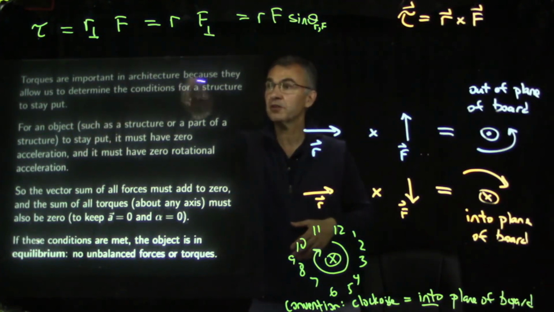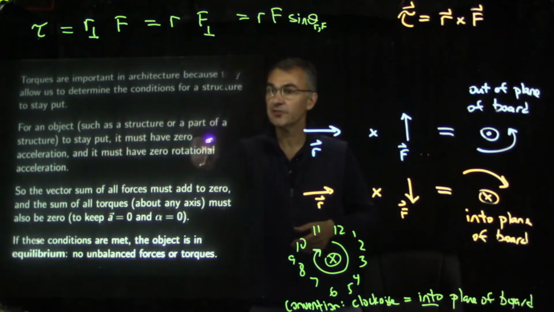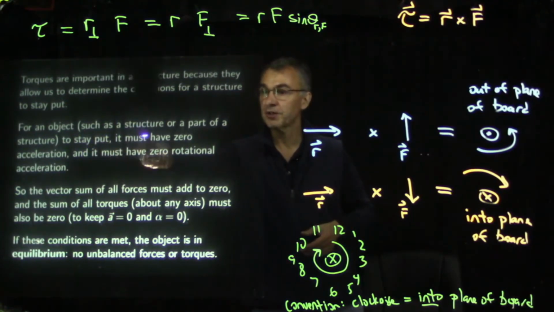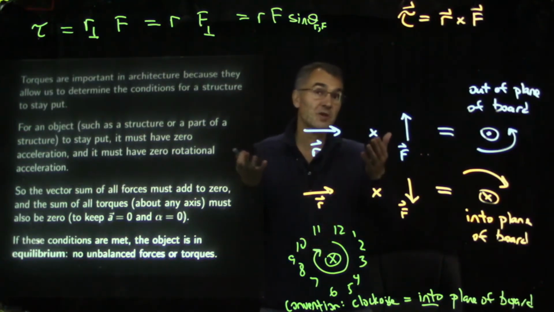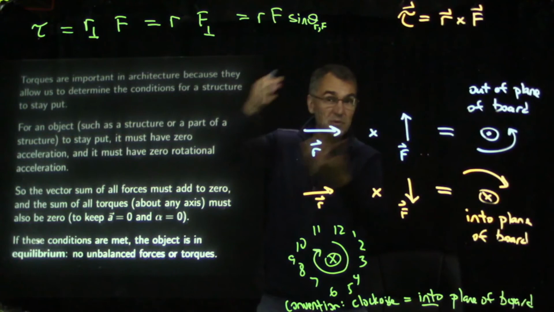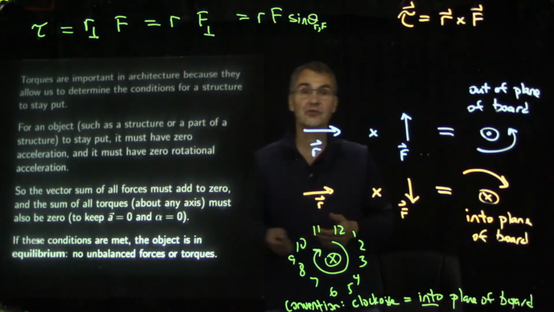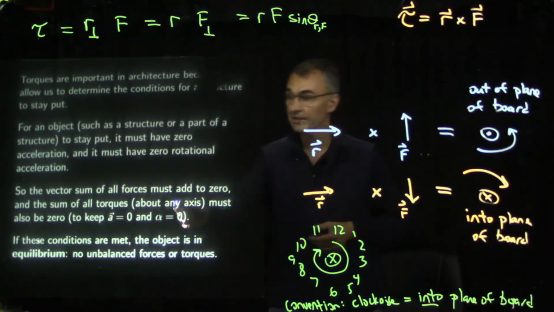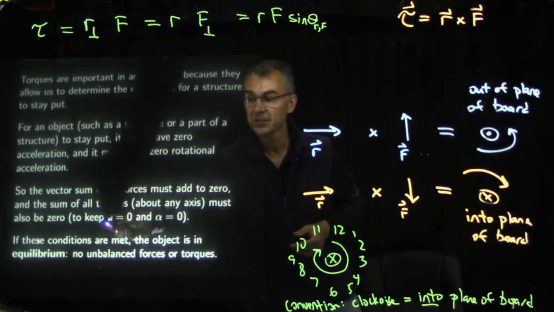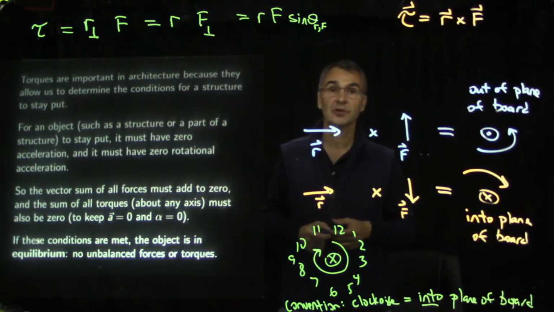So torques are important in architecture because they allow us to determine the conditions for a structure to stay put. For an object like a structure or a part of a structure to stay put, it must have zero acceleration and it must have zero rotational acceleration. You don't want a piece of a building to accelerate, and you also don't want a piece of a building to accelerate rotationally. So the vector sum of all forces on a structure or a part of a structure must add to zero, and the sum of all torques about any axis, using the appropriate sign convention, must also be zero. Then you keep the acceleration zero for every part of a structure, and you keep the rotational acceleration zero for every part of a structure.